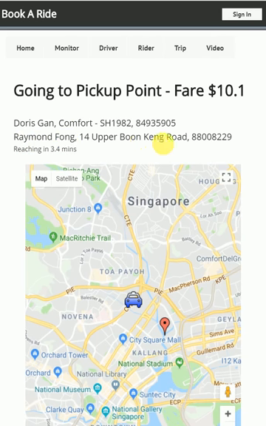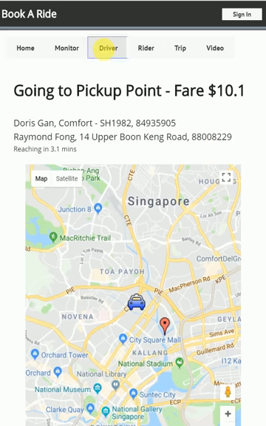This is the pickup address, and the driver will be reaching the customer in 3.4 minutes. All right. The customer, Raymond Fong, will be seeing the same screen, telling him to expect the driver in 3.4 minutes. These are the telephone numbers that allow the customer to call the taxi driver or vice versa.